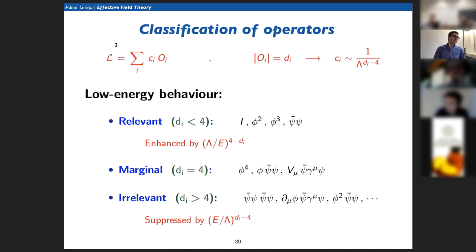And this has to do with the classification of operators under renormalization. There are three classes of operators depending on the canonical dimension of the operator. These are relevant, which have dimensions smaller than four. Four is the number of space-time dimensions. So these are, for example, phi squared, phi cubed, or psi bar psi, which have dimensions 2, 3, 3. And these are actually enhanced at low energies, as we saw in example one.